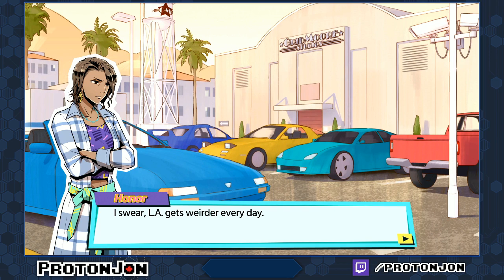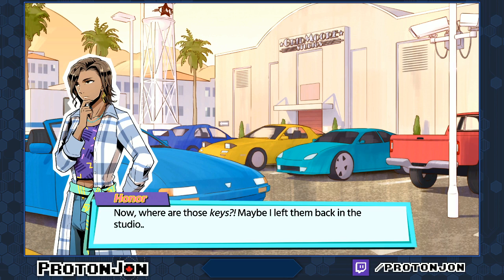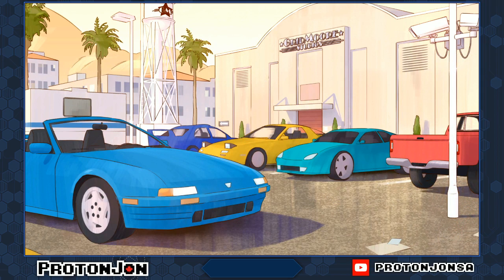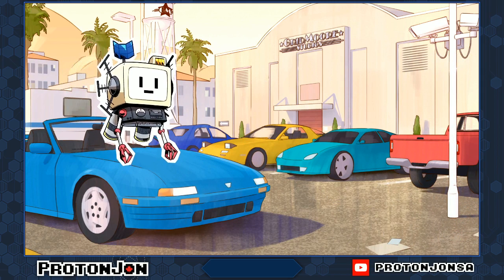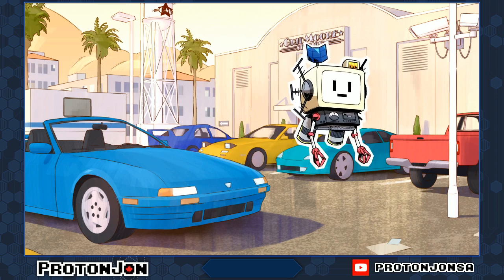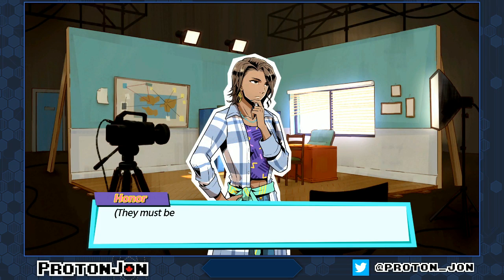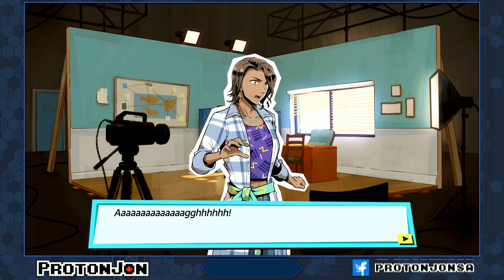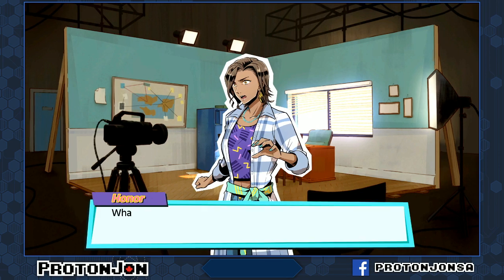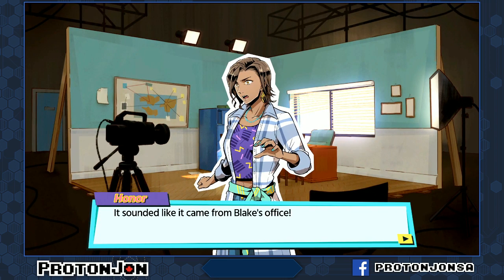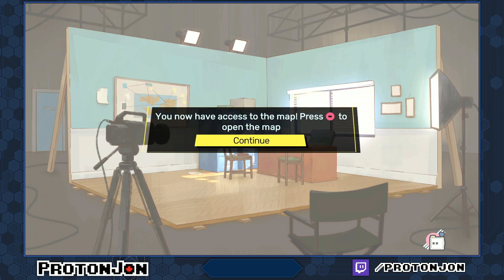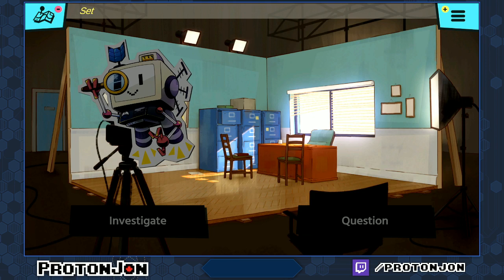I swear, LA gets weirder every day. Now, where are those keys? Maybe I left them back in the studio. It must be around here somewhere. Ugh! What was that? Sounded like it came from Blake's office. Location unlocked. Office. You now have access to the map. Press minus to open the map.